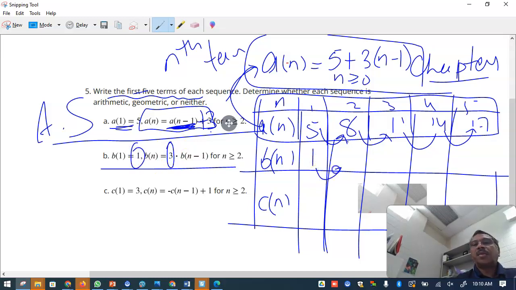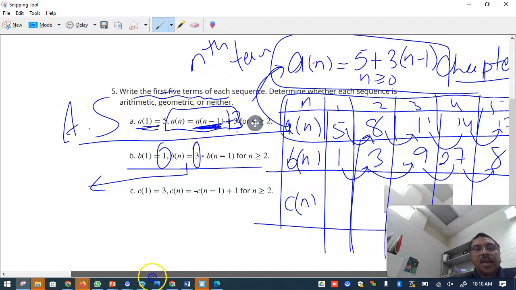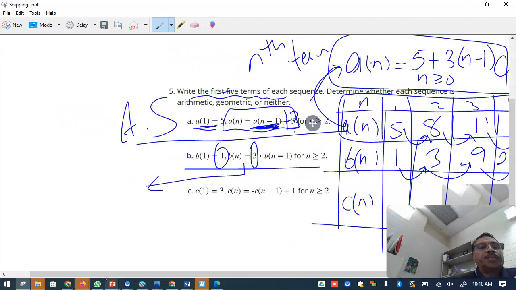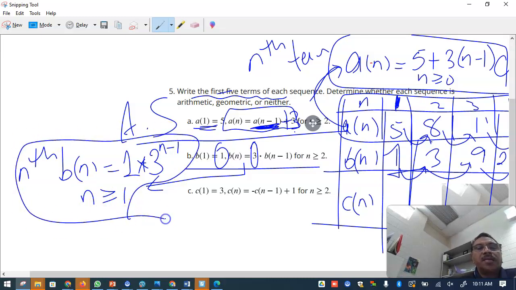You see the next one, multiplying by 3. It starts with 1 here, and 1 times 3 is 3. 3 times 3 is 9, then 27, and then 81. So each time multiply by 3 here. You can easily write the nth term and say, okay, b_n is the beginning. The first number is 1, so it starts with 1, and then you are multiplying by 3. But remember, this starts with 1, so you have to put n minus 1 and say n greater than or equal to 1, and you are done.